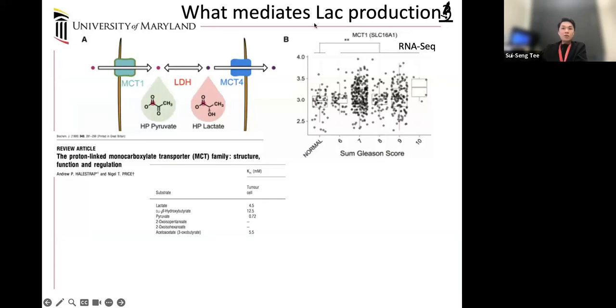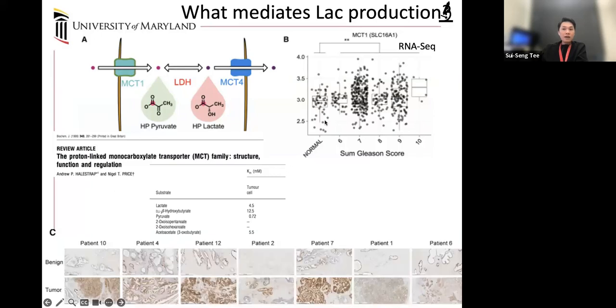Again, these tumors were from whole prostates that were taken out, so we were able to do RNA-seq on them. As you can see, the expression of MCT1 trends positively with increasing Gleason score. These are some examples of IHC that we then performed. It's very clear that benign prostatic tissue has pretty low expression of MCT1, but in the regions of the tumor, MCT1 is upregulated. This is an example of a few different patients.